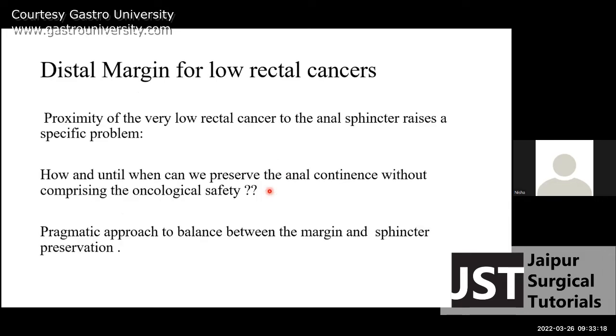That's why when it comes to the distal margin of low rectal cancers, the proximity of very low rectal cancer to the anal sphincter raises a specific problem as to when and until how far can we preserve anal continence without compromising the oncological safety? We need to balance out the margin versus the sphincter preservation when we are dealing with low rectal tumors.